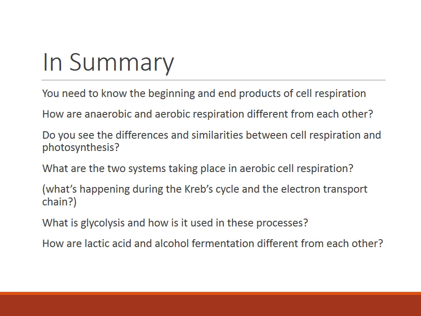So to summarize everything we've been talking about, you need to know what the beginning and end products of cell respiration are. If you remember back to that, I think that was the second or third slide, I showed you the two chemical formulas. You need to know the chemical formulas for both photosynthesis and cell respiration, but in this case, cell respiration: cells that have mitochondria need to take in oxygen and sugar, and from that they make energy, they make water, and they make carbon dioxide as a byproduct.